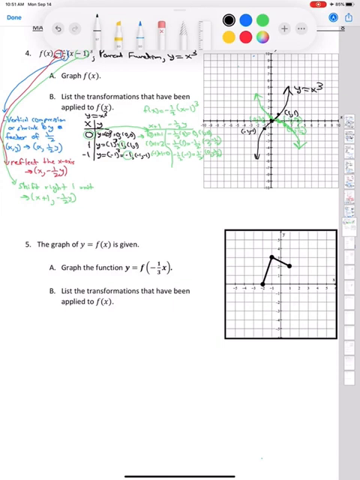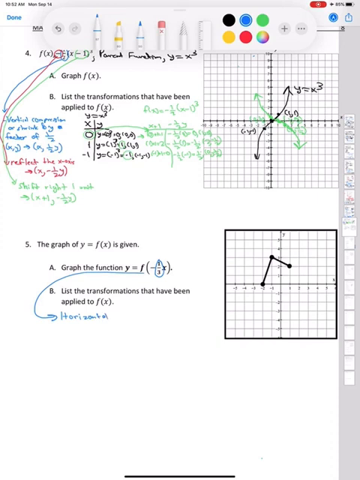So as we're looking at this one, let's take care of this 1/3 that's in here. Well, that 1/3, since we're multiplying the domain variable by a constant, this is where we have a horizontal stretch. Now you would think 1/3, it would be a compression because it's less than 1. But it's opposite of what you think when you're looking at horizontal stretches and compressions.